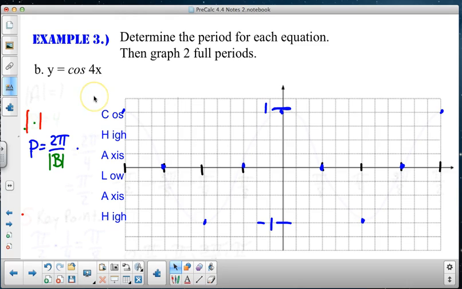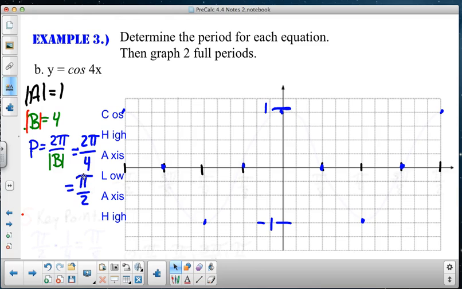Now we got another example here. Determine the period of each equation, then graph 2 full periods. So I got y equals cosine of 4x. So my amplitude is 1, my b is 4, and I'm going to take 2 pi divided by the absolute value of b. Well, I'm going to take 2 pi divided by 4. So now the length of my period is 2 pi over 4, which is pi over 2.